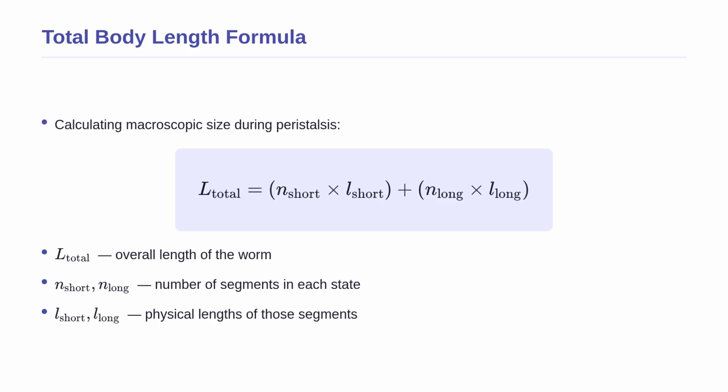Moving from a single segment to the whole animal, we need a new formula to find the total body length during a wave of movement, known as peristalsis. Because the segments are in different states of contraction, we cannot just multiply one segment's length by the total number. Instead, we use this summation formula. L total is the overall length. We multiply the number of short segments by their length and add that to the number of long segments multiplied by their length. This perfectly captures the additive nature of a metameric body plan.